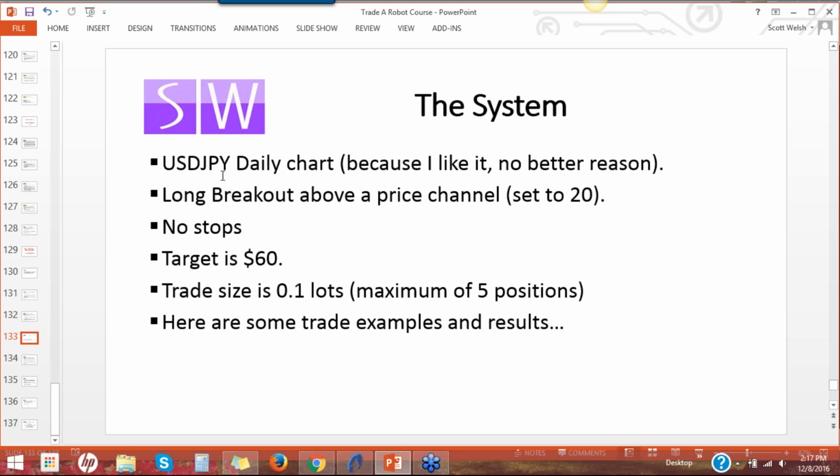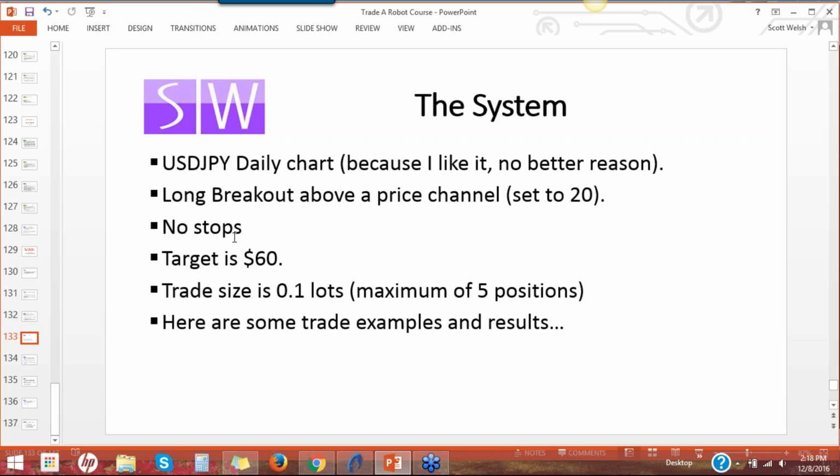This is a US dollar, USD/JPY daily chart. I like the dollar yen. I just do. I don't know why. I don't have a great reason. We'll talk about right now only the long breakout price. So we're going to take a long trade on a daily chart above a price channel, or above the high of the previous 20 bars, set to 20.